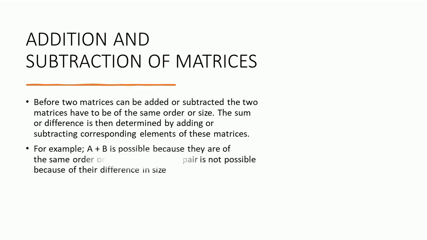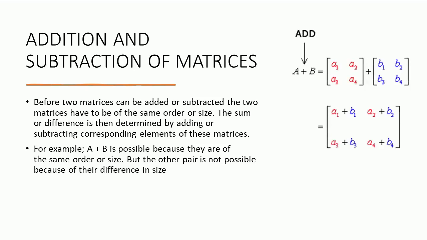If two matrices are not of the same order, then you cannot add them. For example, A plus B in the diagram given below is possible because A and B are of the same order. They are both 2 by 2 matrices. Unlike the last matrix here, which is a 3 by 2 matrix, you cannot add a 2 by 3 matrix. So this is a condition that we must satisfy, that the size of the two matrices must be the same.